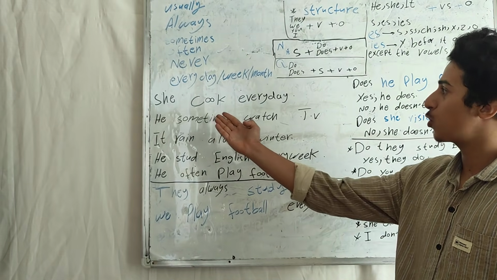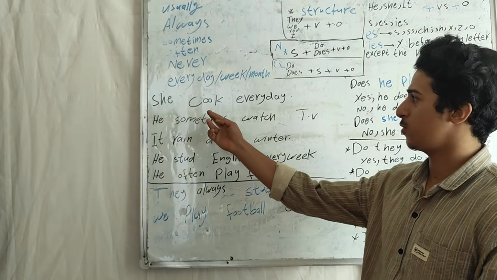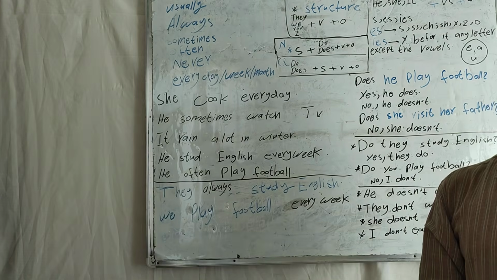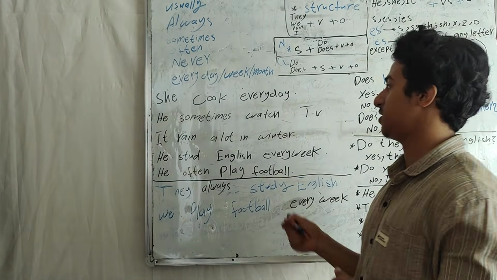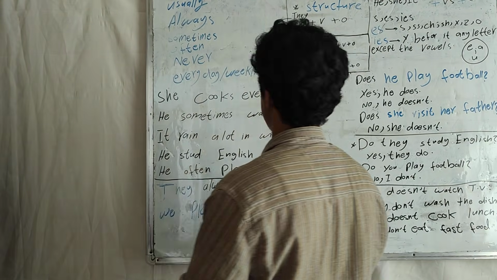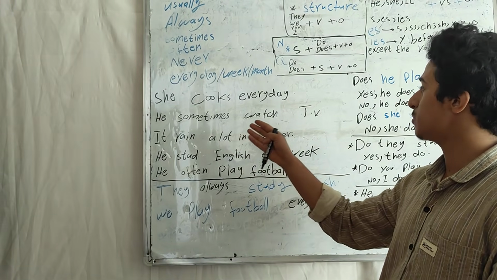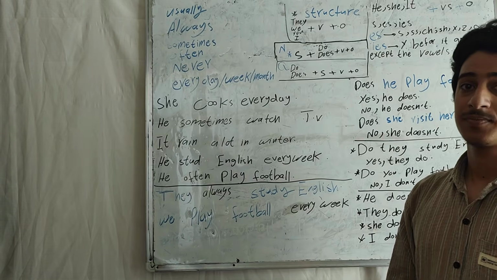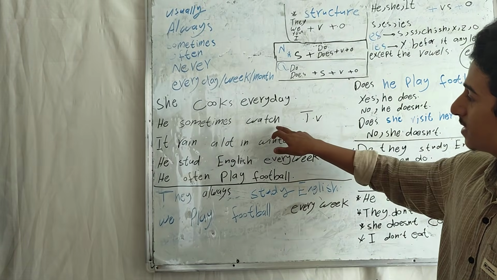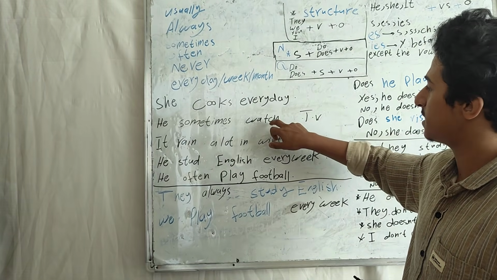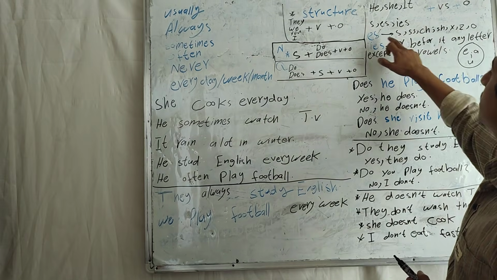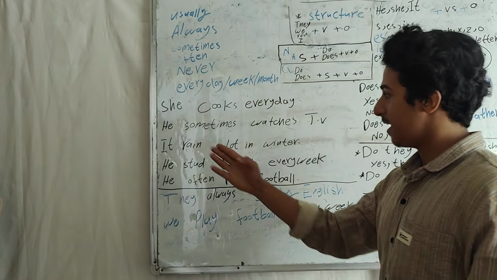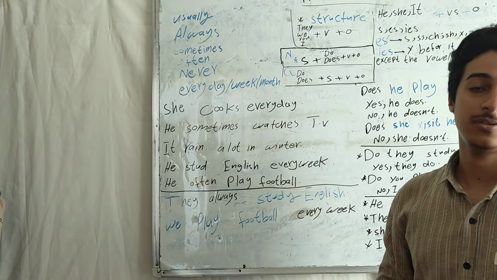Here, she cook every day. What should we add to the verb here? S or es or ies? Exactly, s. She cooks every day. He sometimes watch TV. What should we add to watch? Exactly, es, because the last two letters are ch. So we're going to add es. He watches TV.